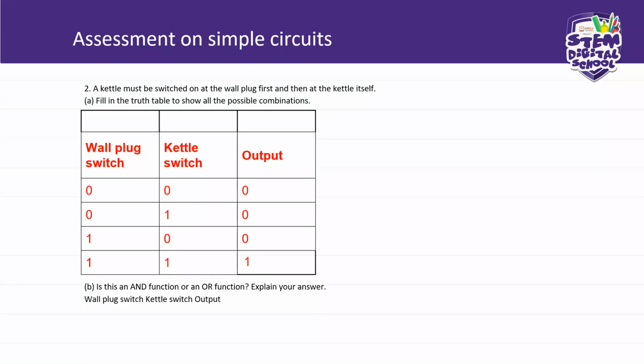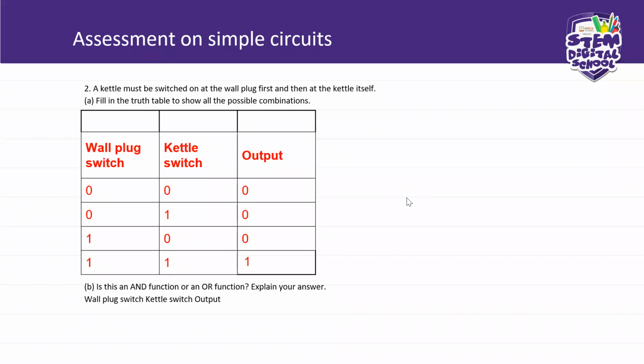It's very simple. For the kettle, it's an AND function. For the kettle to boil, you need to close the first input and the second input so that you have an output. Your kettle cannot boil if the wall plug is switched off. The kettle cannot boil if its switch is off. So both the switches must be on for the kettle to boil. So it's an AND function, okay?